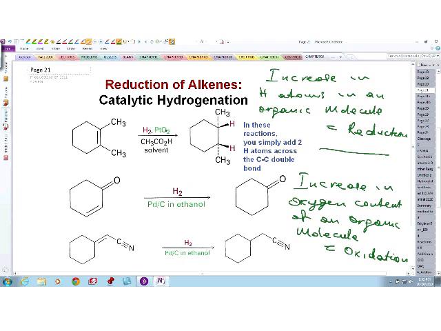In this case, we are using platinum oxide, and this acetic acid here is a solvent. Okay, the same here. You see what we've done? Carbon-carbon double bond. We add in 2 hydrogen atoms across the carbon-carbon double bond. And this is a syn addition reagent. In other words, those 2 hydrogens will be added from the same side of the carbon-carbon double bond.